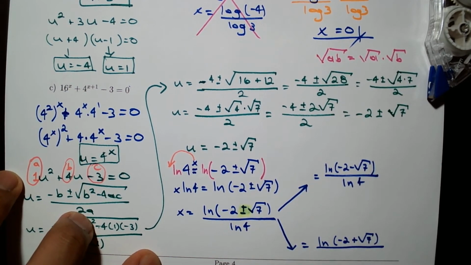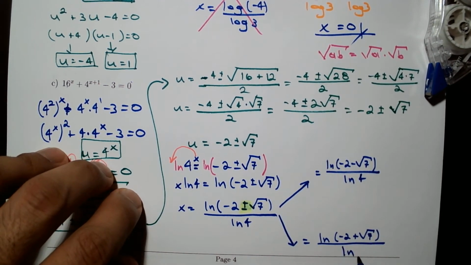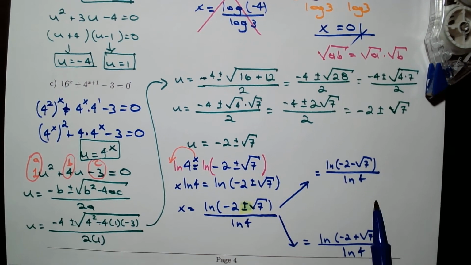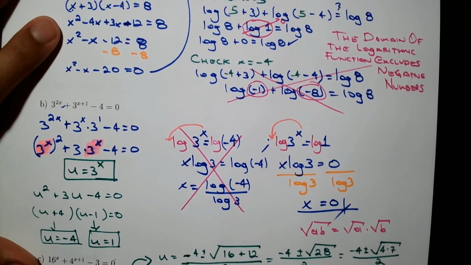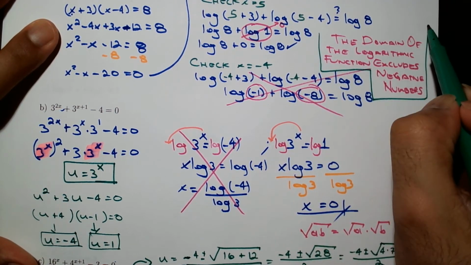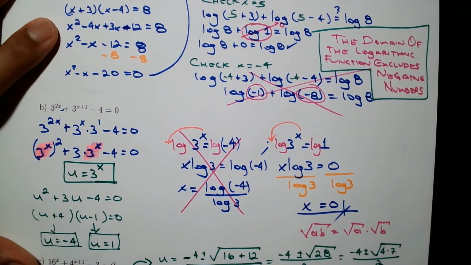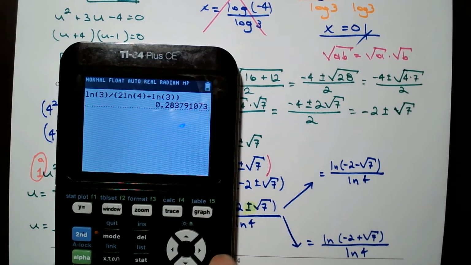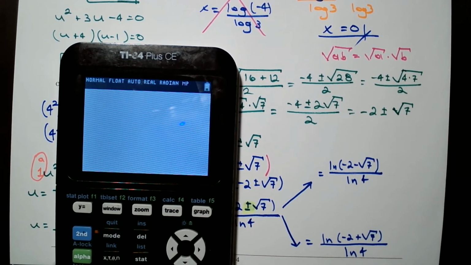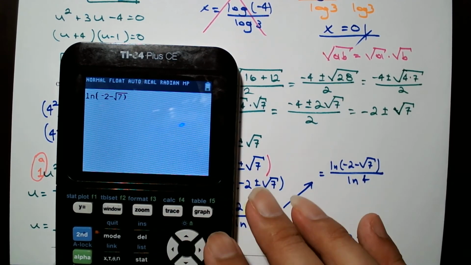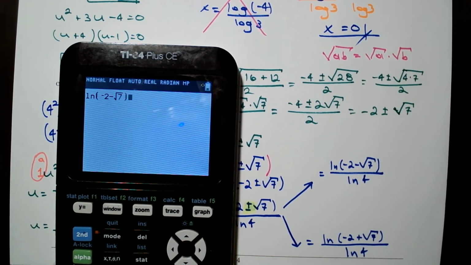I claim that one of the solutions will get crossed. Which one will get crossed? Well, I will show you. So how do we know which one to cross? Recall again that the domain of the logarithmic function excludes negative numbers. So for example, I'm going to use my calculator here and try to evaluate negative 2 minus square root of 7. I'm going to close parentheses, delete, go outside of the radical, close parentheses.